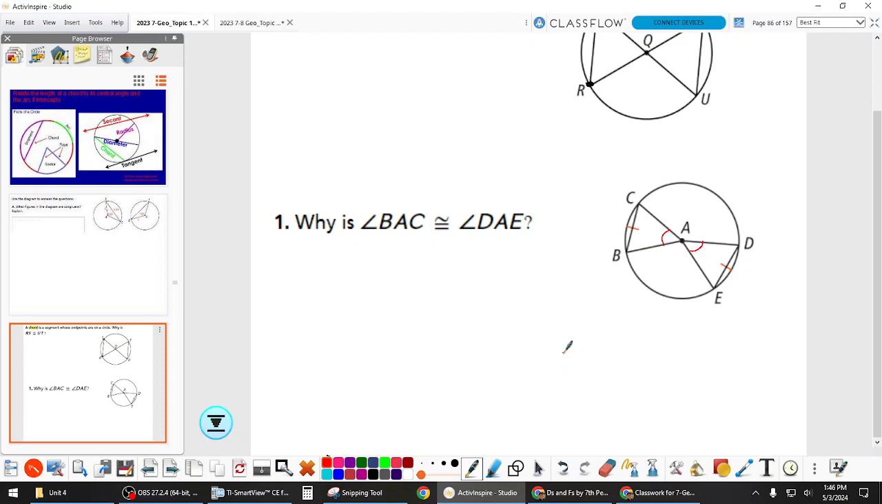Because line CB and line DE are congruent. So these two chords are congruent, therefore their angles are. That's going to be a relationship that we rely on in order to solve. Any chord that's congruent has a congruent central angle.